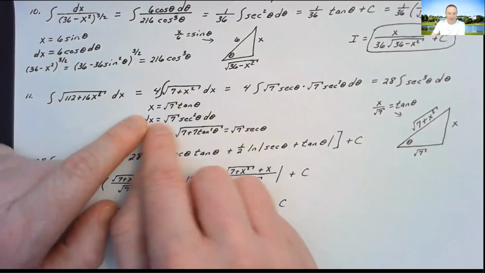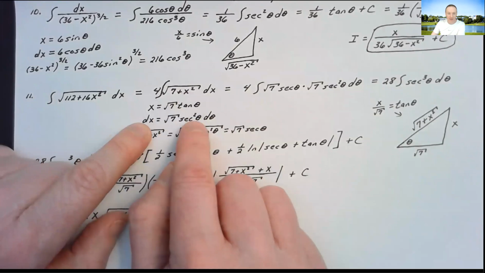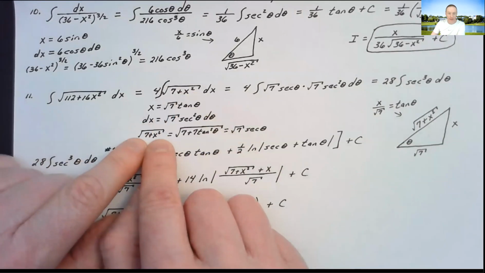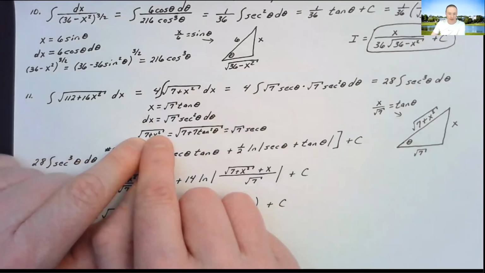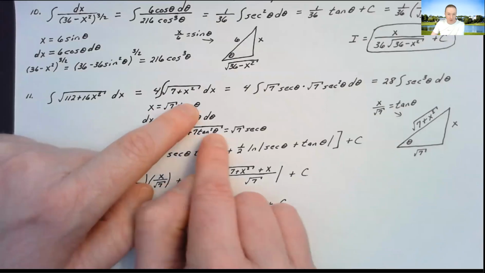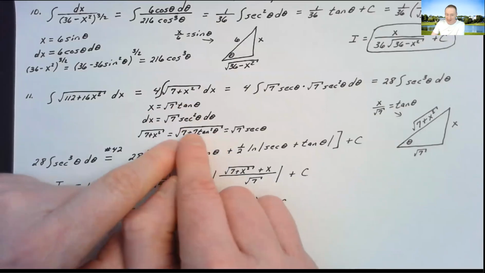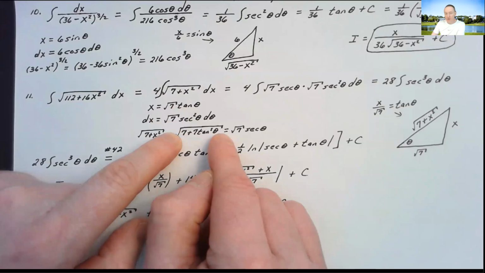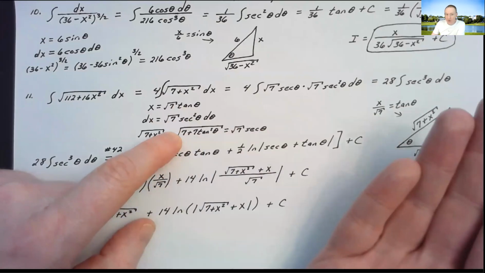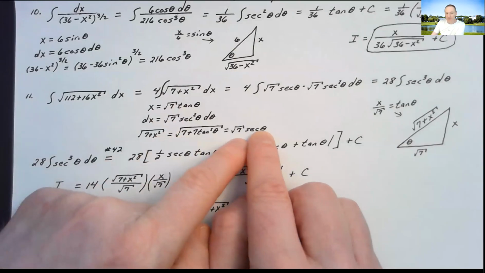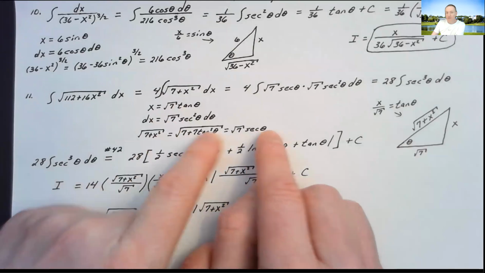So dx is the derivative of that, the square root of 7 secant squared theta d theta. Now I need to figure out what that square root is going to give me when I put this into terms of theta. The square root of 7 plus x squared is the square root of 7 plus 7 tangent squared theta. On the inside of that square root, I could factor out a 7, and it would leave me 1 plus tangent squared, which I know is equal to secant squared. And the square root of secant squared is secant. So the square root of 7 comes out as a factor, and the square root of secant squared comes out as secant.